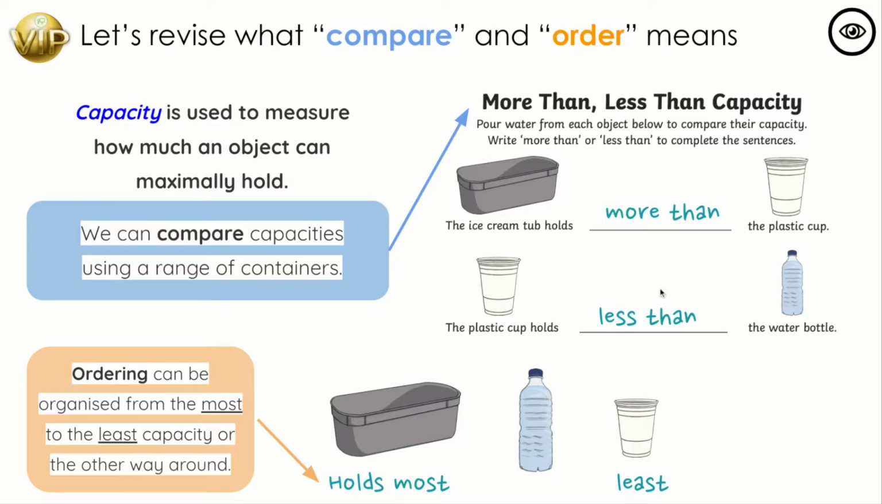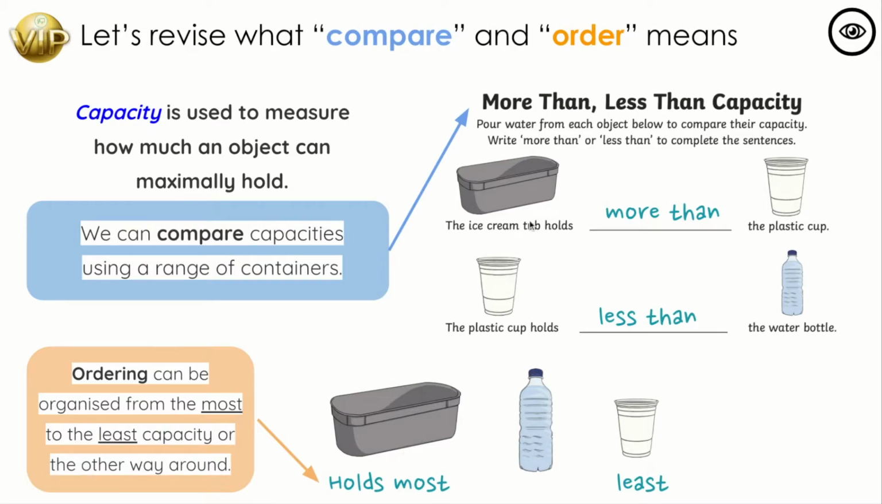And you can see where the ice cream tub holds more than the plastic cup because it's bigger. And the plastic cup holds less than a water bottle. If you were to pour the water into the cup, there would still be water in the bottle. And when we order, it can be organized from the most to the least capacity or the other way around.